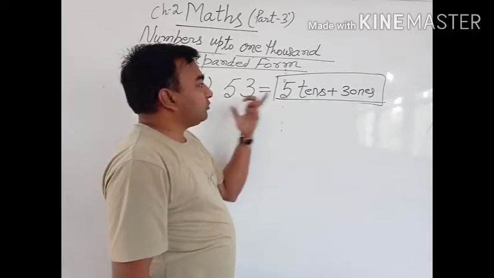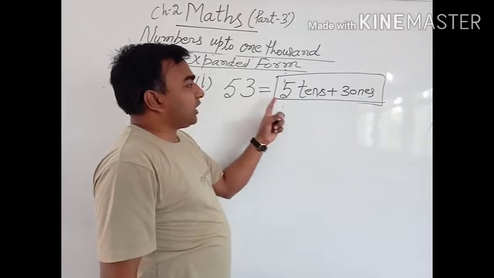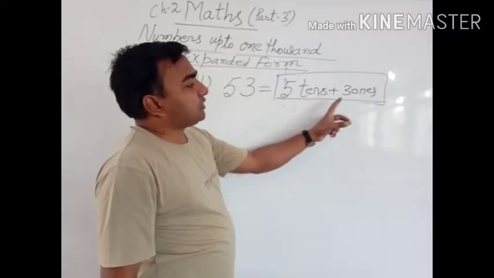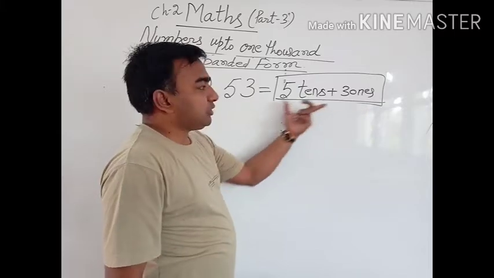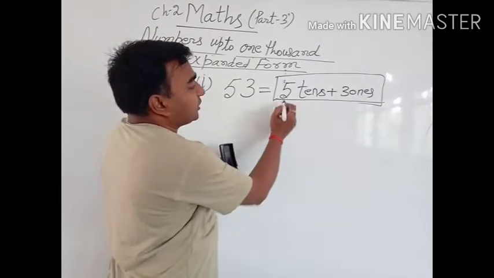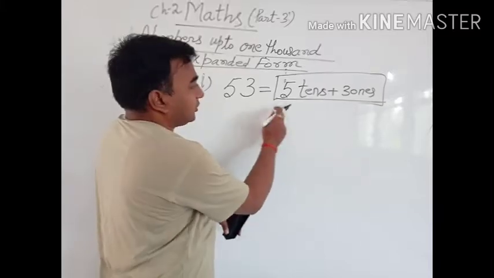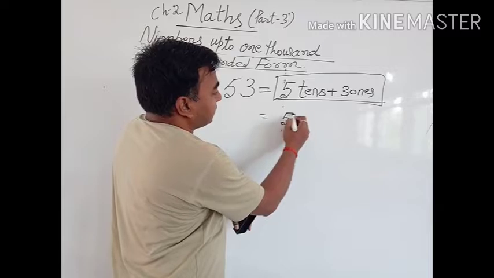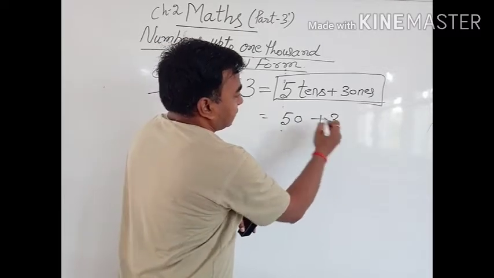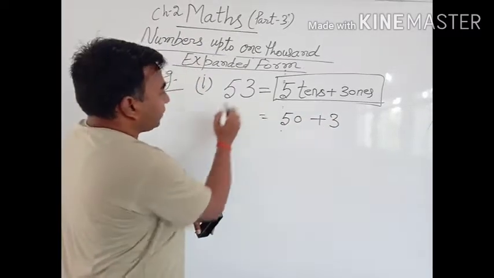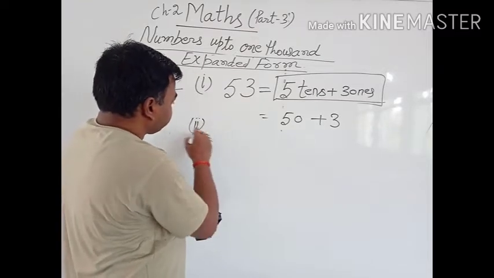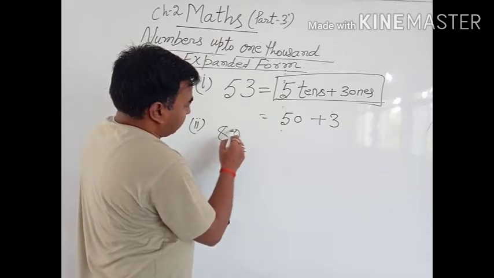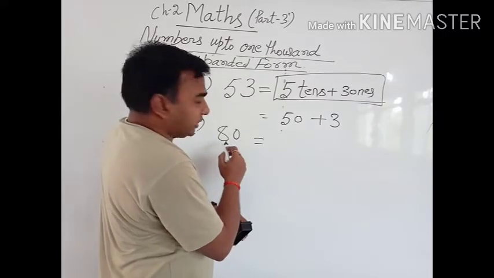We can write the expanded form of given numbers like this: 5 tens plus 3 ones. 5 tens means 50 plus 3 ones means 3, 50 plus 3, 53. This is the first method. The second way we can write 50 plus 3. These are the two different ways. Now one more example: 80.